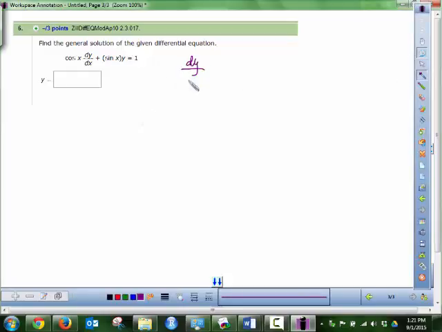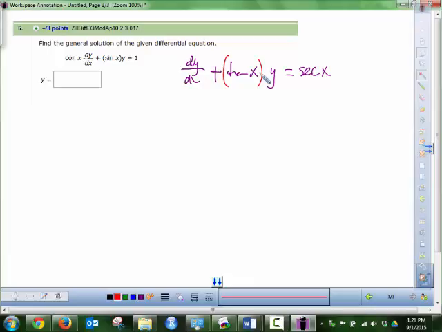So we have dy/dx plus sine over cosine, which is tangent. So let's go ahead and go to tangent x times y is equal to secant x. So this is our p of x, and we need to integrate the tangent function. Is that easy? No. This is all going to be hard.